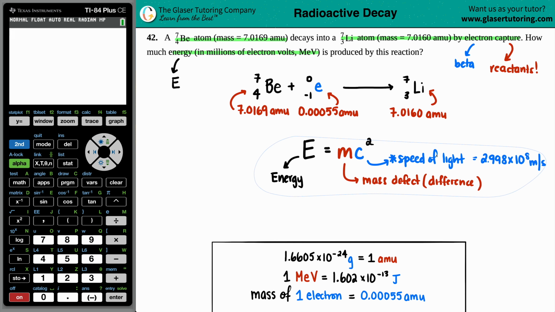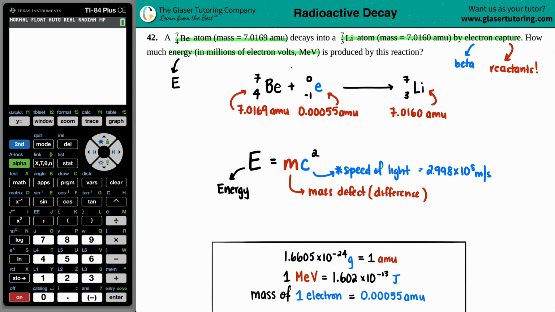Okay, because we don't want the total amount. We want to know how much didn't get converted. Well, let's see. Now we have these two values. If I add these two values together, 7.0169 plus 0.00055, you get roughly 7.01745 total AMUs.